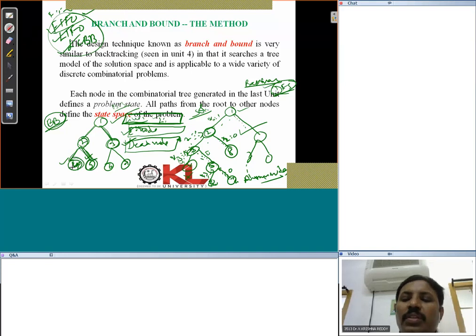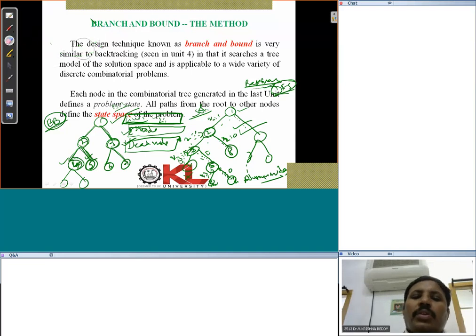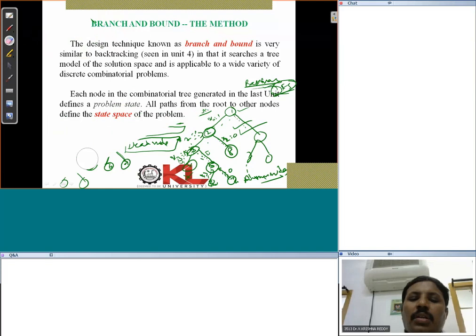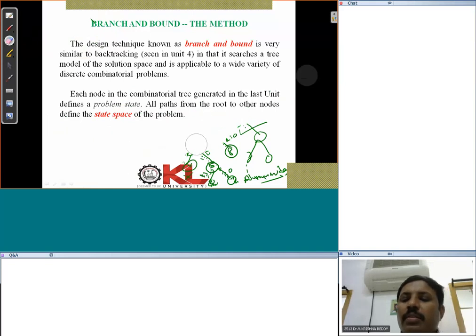There is a difference between backtracking and branch and bound. Suppose 3 is selected, and next 4 is selected. We have to expand all the possibilities of 4. That is the difference between branch and bound and backtracking. Next we will see some basic terminology, the same terminology we already discussed before in the backtracking representation.